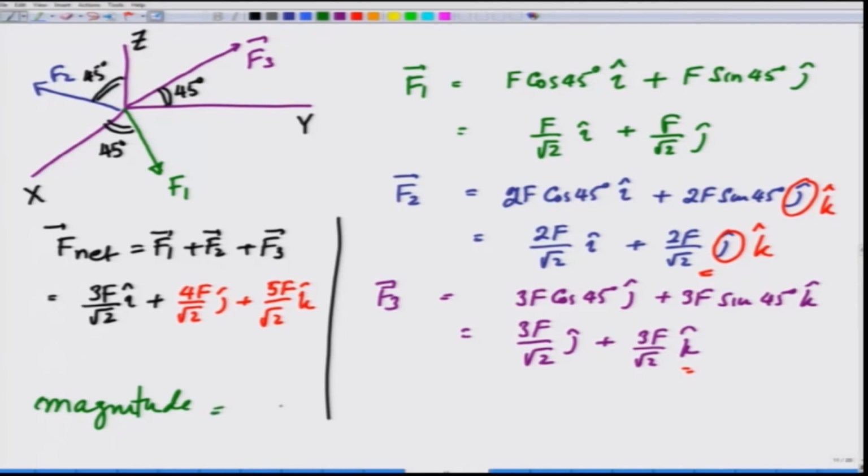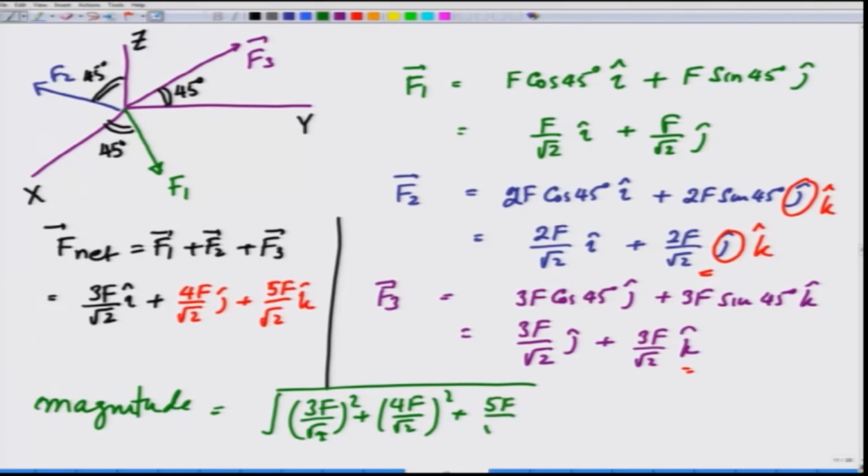Its magnitude is going to be equal to square root of 3f over root 2 square plus 4f over root 2 square plus 5f over root 2 square, which comes out to be 5 newtons. All right. So, that is the problem of adding forces.